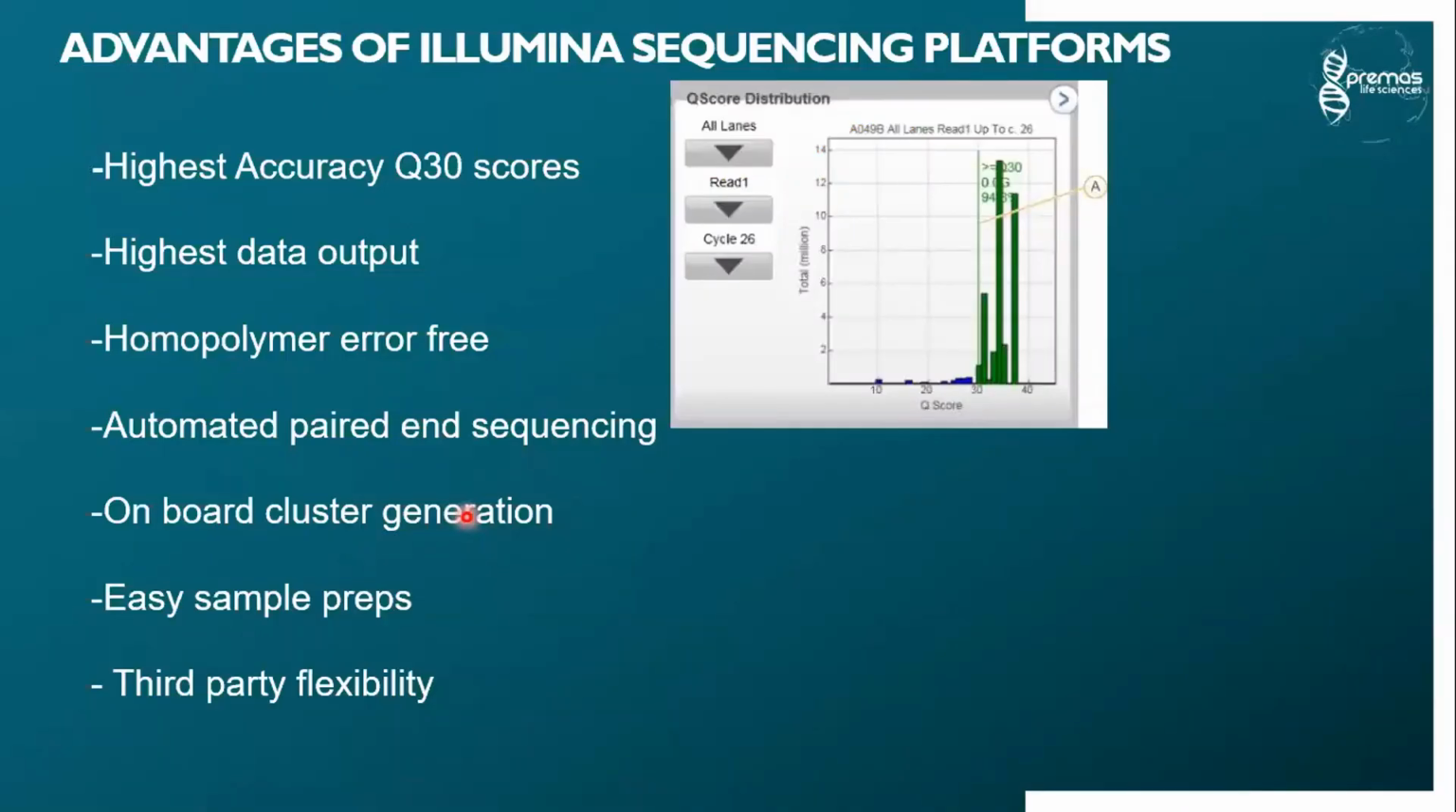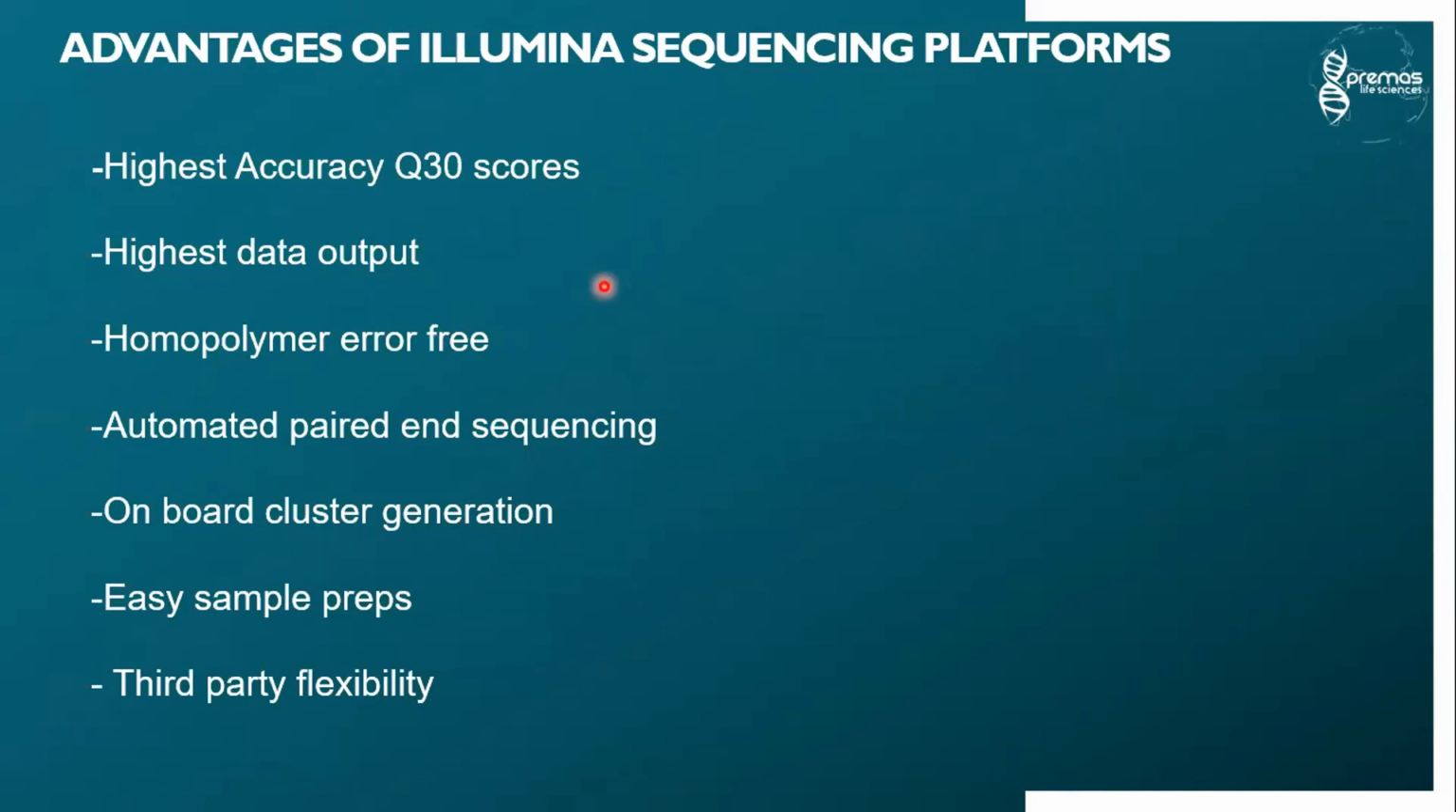So what is the advantage of Illumina's sequencing technology? We discussed different parameters, like the highest accuracy of Q30 scoring, which means whatever sequencing reads qualify have 99.9% accuracy. And according to the need, there are highest data output options, from 300 MB to 6 TB, so you can do anything from the smallest organism sequencing to human whole genome sequencing on the Illumina series of platforms.